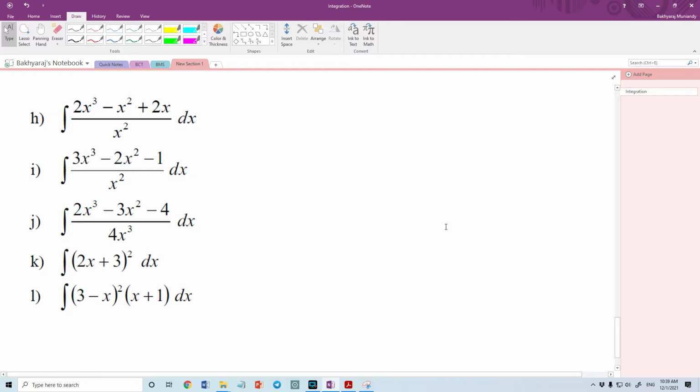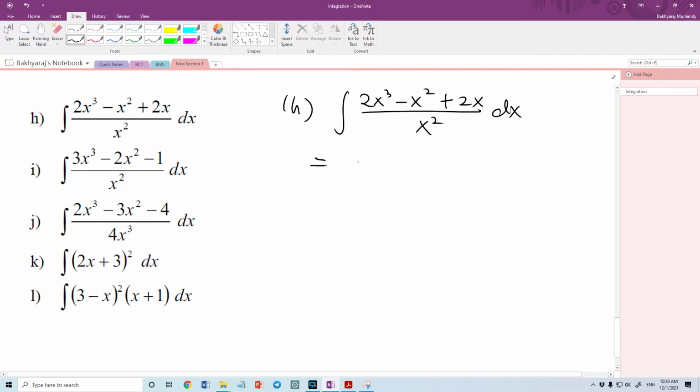Okay, so we're going for the second part, 1H. We want to integrate 2x to the power of 3 minus x squared plus 2x, divided by x squared, dx. Okay, so this is a divide problem. So you need to simplify by splitting the fraction.